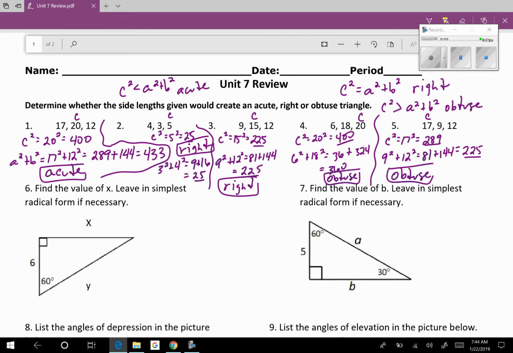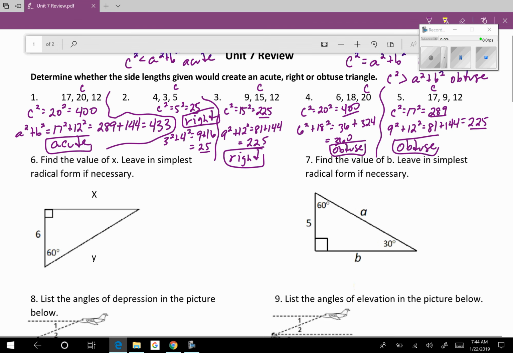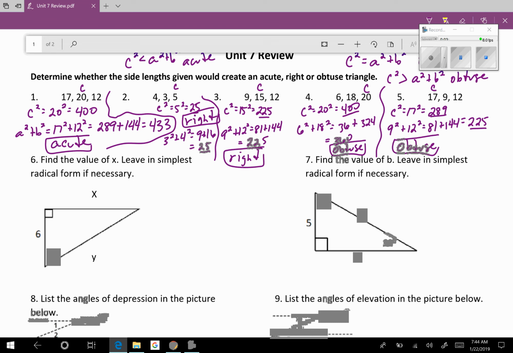All right, next ones. It says find the value of x and leave in simplest radical form if necessary. First step, look, this is a right triangle. So now look at your angles here. We have a 60, so we know this one right here has got to be 30. So we need to find x. So this 6, that is our short side, and x is our long side.